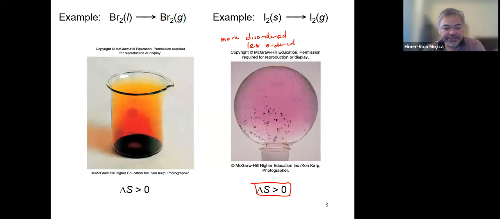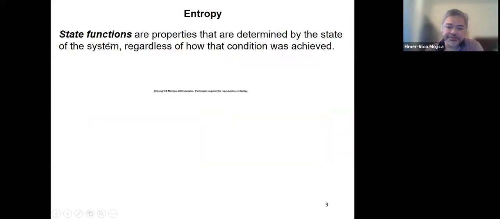Okay, so let's try to look at what is this entropy, because entropy we said now refers to the randomness. So delta H is the enthalpy, and enthalpy has something to do with the heat of reaction. Now delta S refers to randomness. Now this is what we call a thermodynamic quantity, and just like enthalpy, it is a state function.